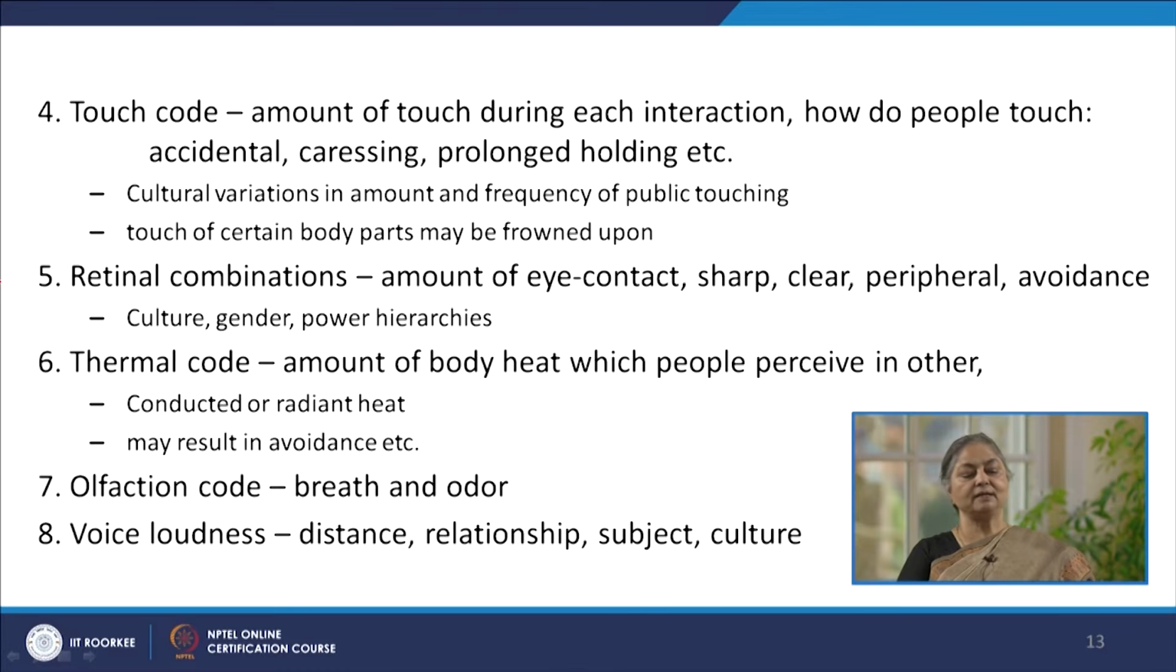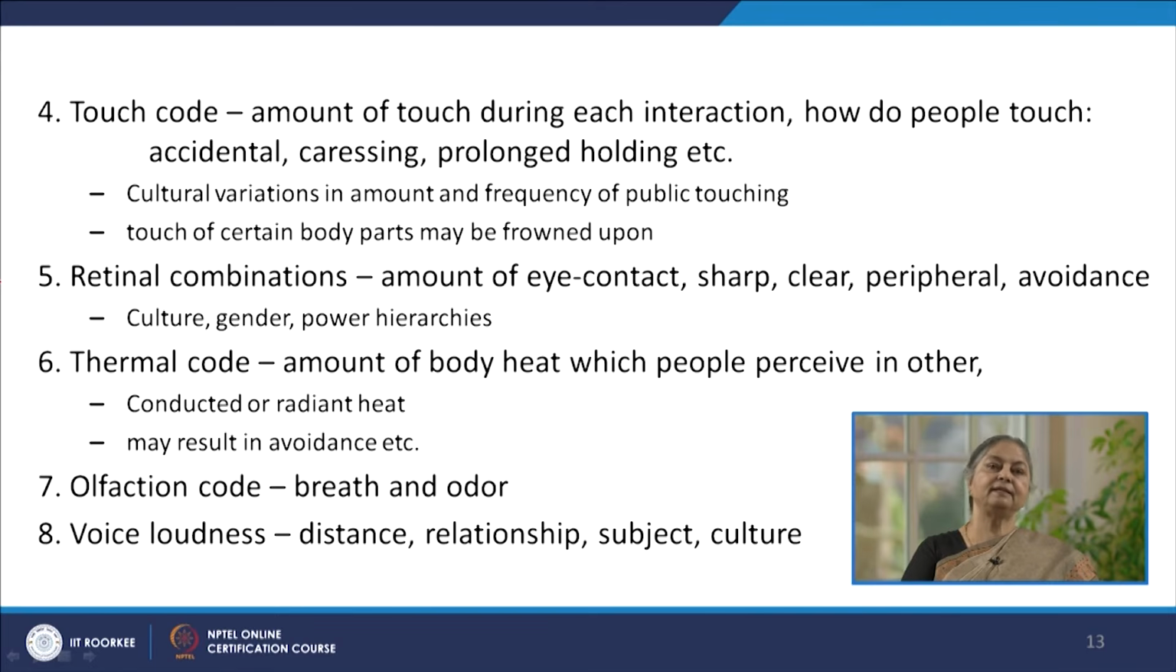Thermal code is related with the amount of body heat which people perceive in each other, and it can function only when we are very closely positioned with each other. Olfactory codes are basically related with the interpretation as well as the messages which we want to convey with the help of our odor, the smell which we wear on our body, etc. Again, we shall discuss how in certain cultures it is preferable and how in certain cultures it is to be avoided.